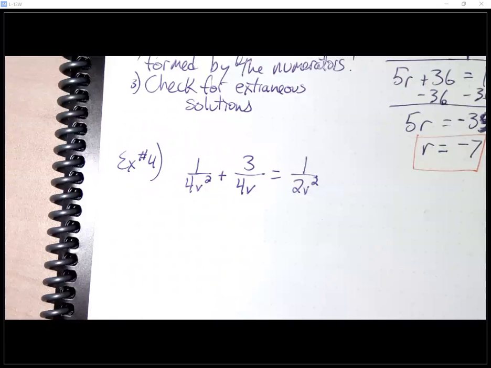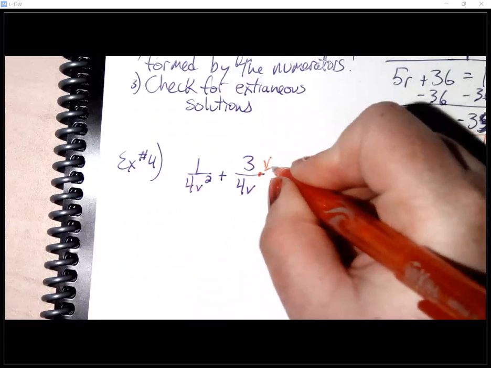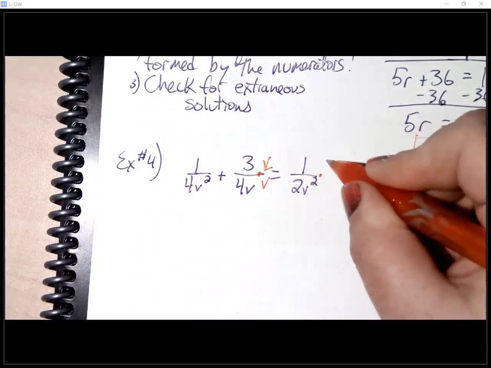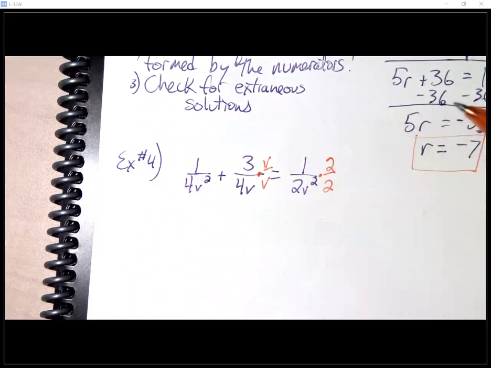We got it? What do I have to multiply this middle fraction by? v. I'm gonna sneak in there with a v. And what do I need to multiply this one by? 2. And always make sure, right, top and bottom. You can't just multiply a denominator by 2. That's not allowed. Okay, but now everybody's denominator matches 4v squared.